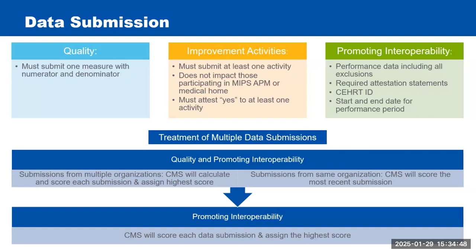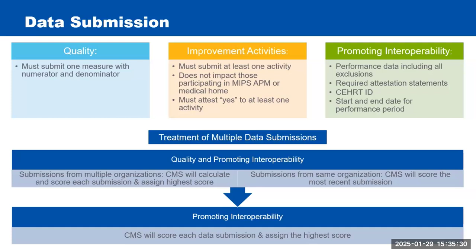CMS also put in some parameters and guardrails around how they are going to calculate scores based on multiple data submissions. So quality and promoting interoperability, these two categories are going to be handled the same way. So if you have an outside organization, I should say, submit data on your behalf, and you maybe have a couple organizations. You have your EHR that submits data on your behalf, and then you're also part of a QCDR or qualified registry. CMS is going to score each individual submission and assign the highest score for that measure.